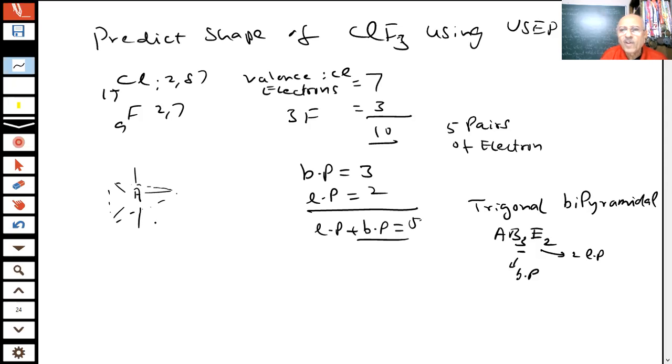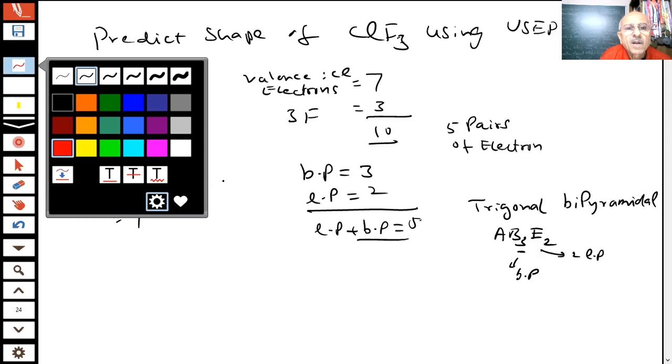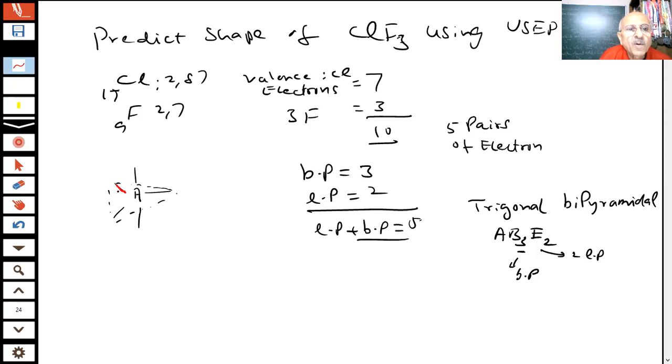Now where will these lone pairs of electrons go? To make the repulsion minimum, the electron pair will go here, equatorial position. Any one of the 2. These are the lone pairs of electrons. If these are the lone pairs of electrons, then where is the other one? So you are having AB3.